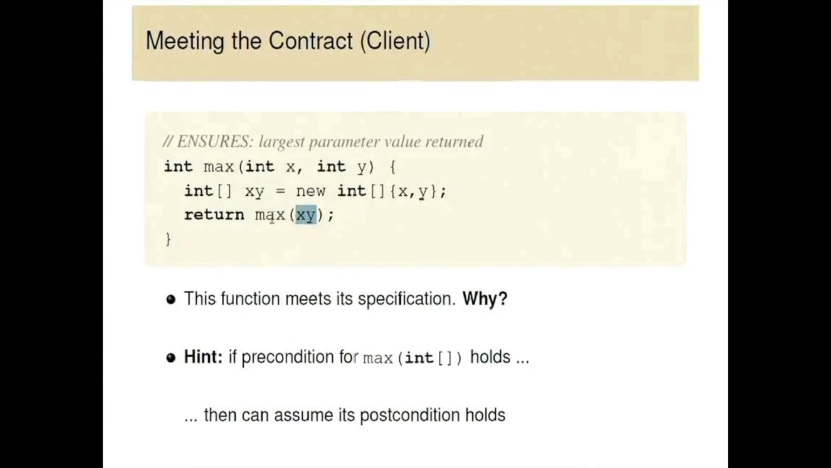So because it meets the preconditions, we can then use the postcondition of that function, which then gives us the postcondition we're looking for in our simpler version of max. All right? So we're just applying the pre- and postconditions for the function that we've called.